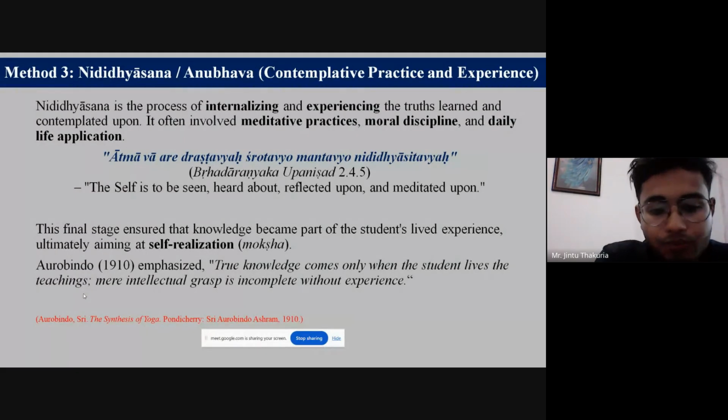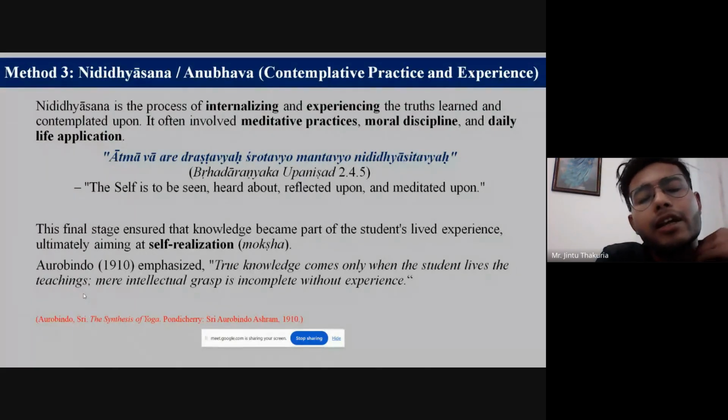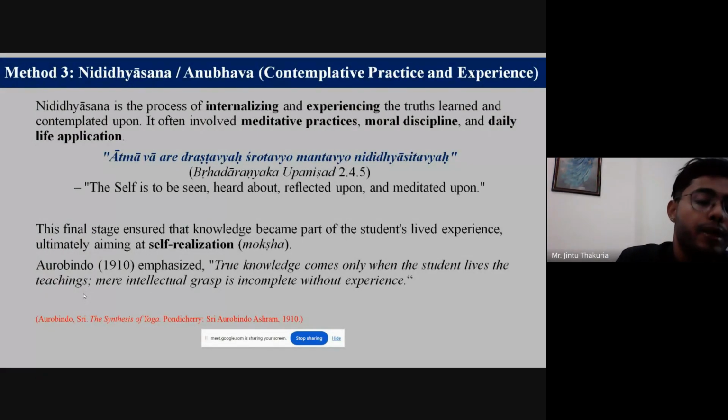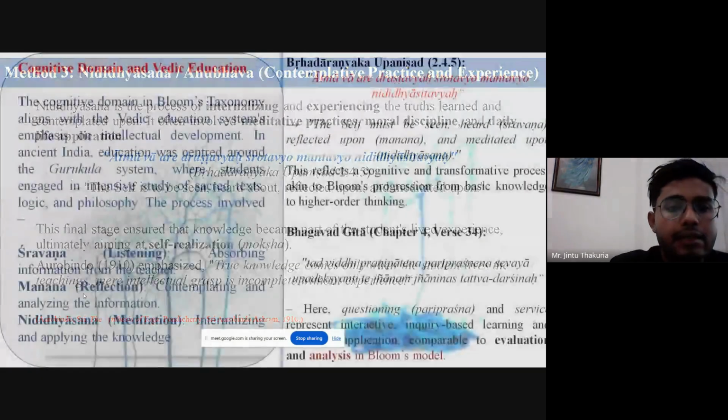Now, these are the three core teaching methods used in the Vedic education system, from acquiring the information, remembering it, then reflection upon it, and then applying it. So there is also the hierarchy. Now, if we have a comparative glance at this hierarchy of methods, then we can see this.